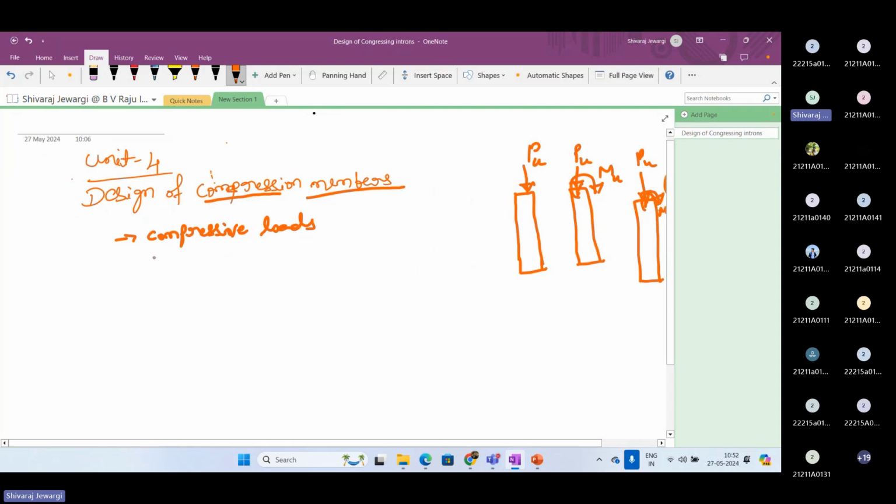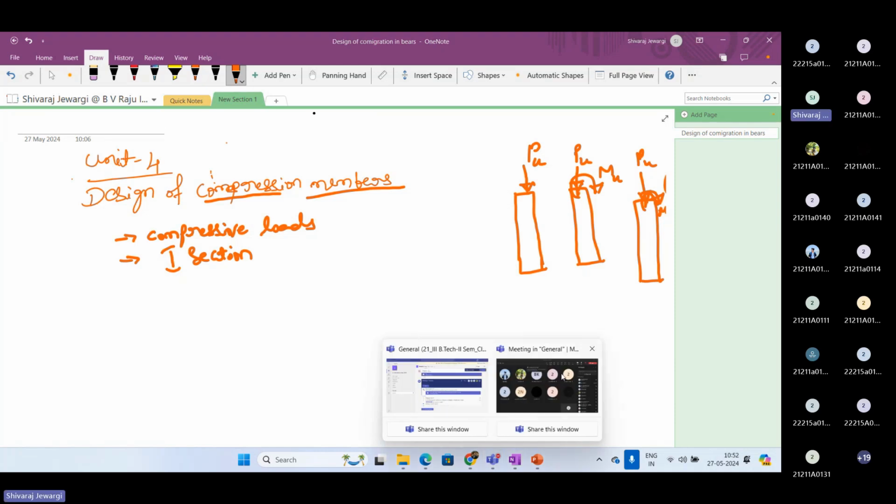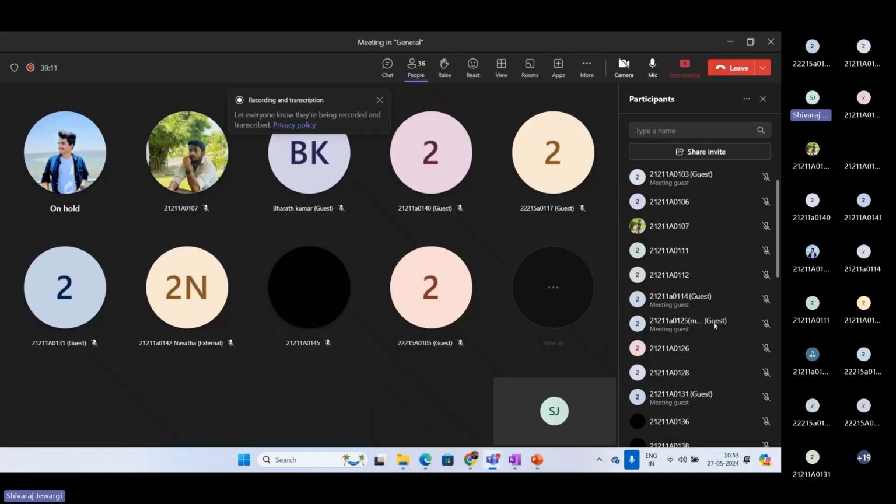But coming to the types, what is the main or the best member which is suitable as a compression member? Yes, it is perfectly an I section. An I section member is a perfect compression member, wherein it is subjected to a compressive load, and it is strong enough against the compressive load. Yes, please, in between, please respond.